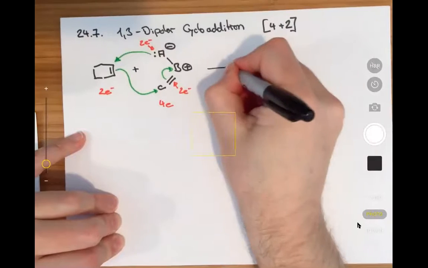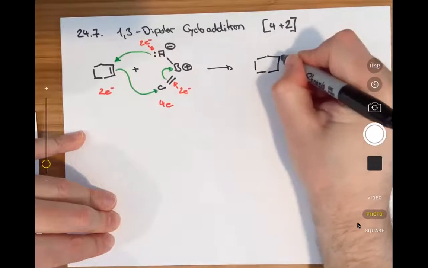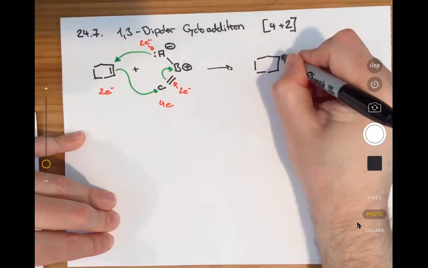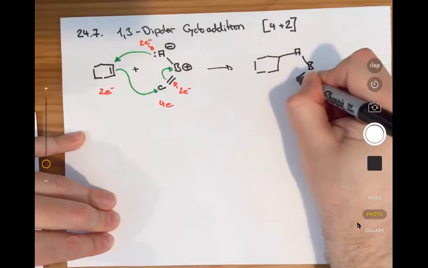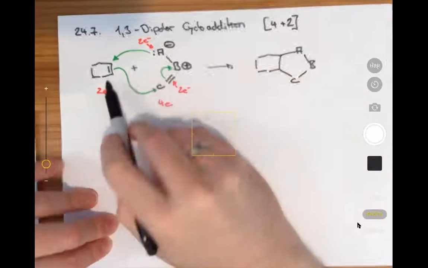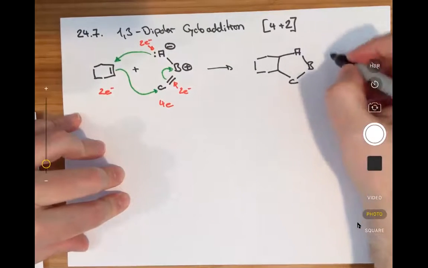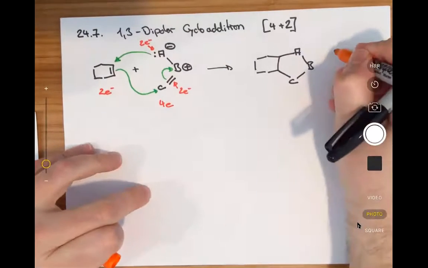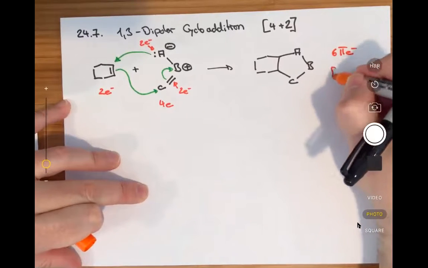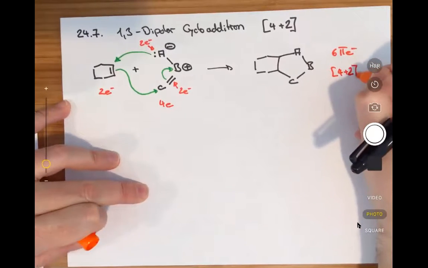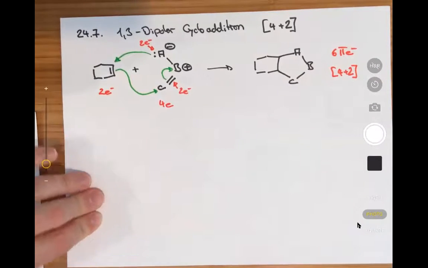And what you end up with is a generic structure that is now part of a 5-membered ring, where you have atom A, atom B, and atom C fused to what was previously this olefin. Now this again is a 6-pi reaction, so a total of 6 pi electrons, and it follows the classical 4+2 cyclization rules.